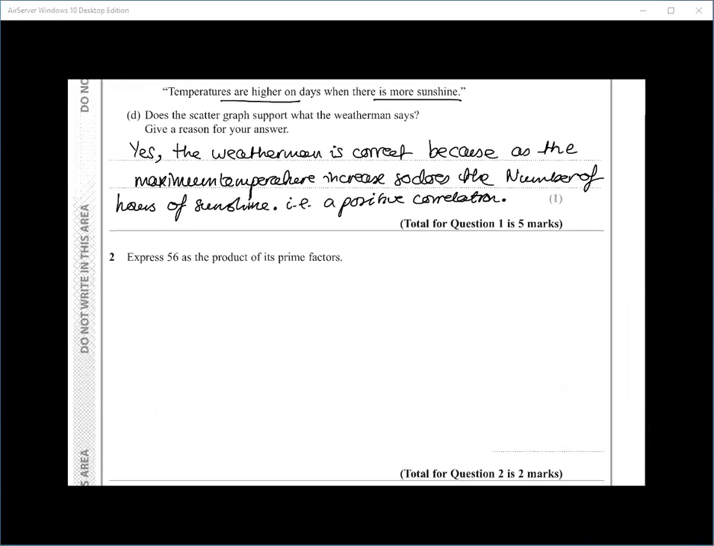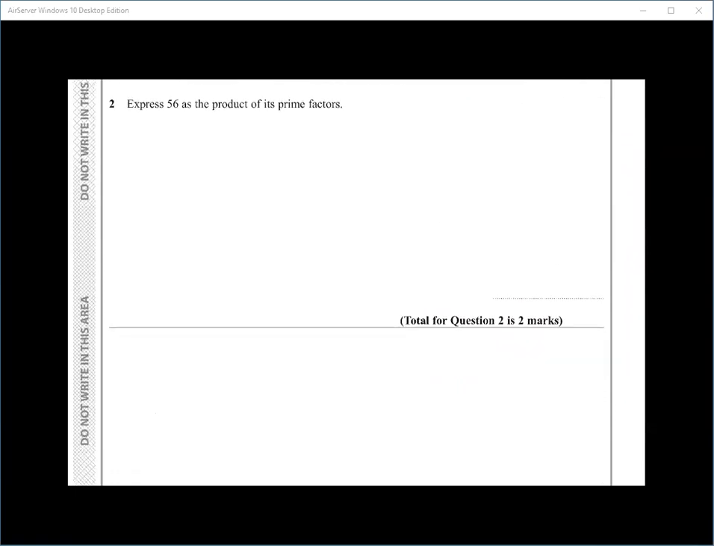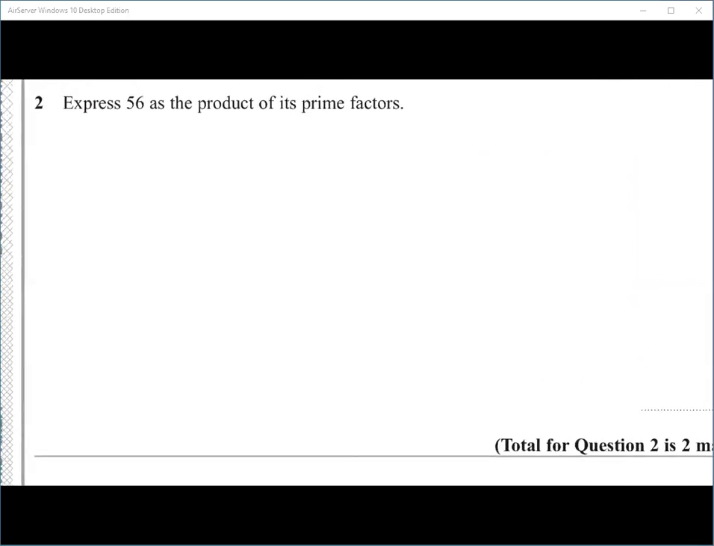Right, for question number 2, let's have somebody new. Okay, let's have Asadullah join me on question number 2, please. Express 56 as the product of its prime factors. So first of all, let's pick up some of the key words here. Asadullah, join me on this question, please. Can you explain those three keywords to us, please?